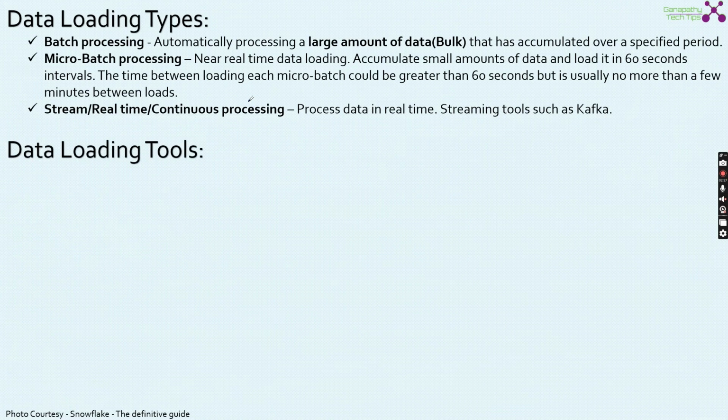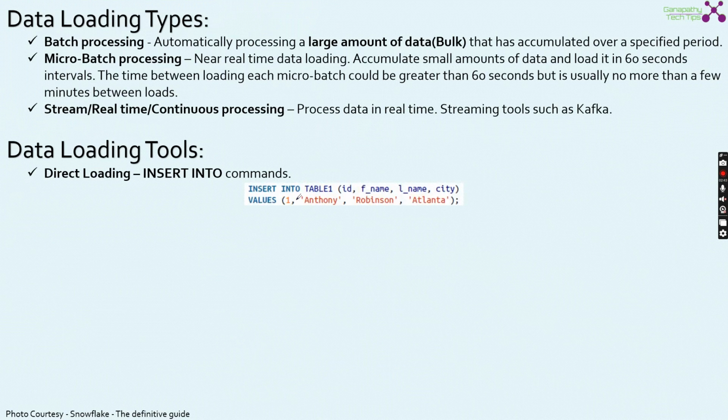Now we are going to try to understand the data loading tools. First, we can load the data directly using insert into commands. If you are from a data warehousing background, you might be aware of what insert into is all about. You can see an example here, insert into table 1 values. So we are manually inserting the data into the table. This can be used for development or testing purposes, but in production scenarios, these sorts of commands are not that useful.